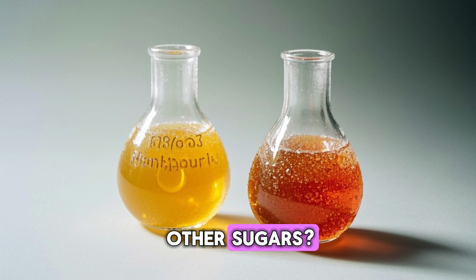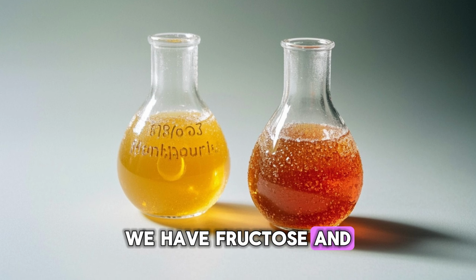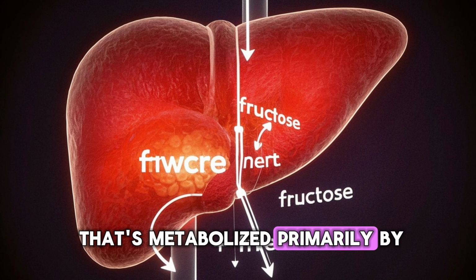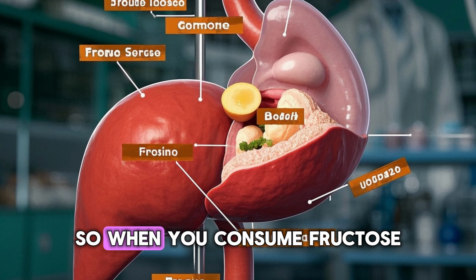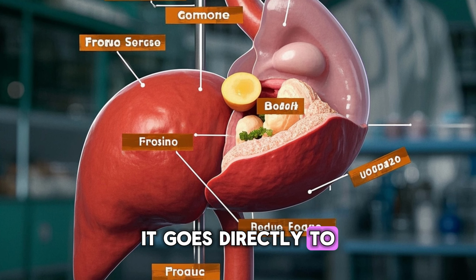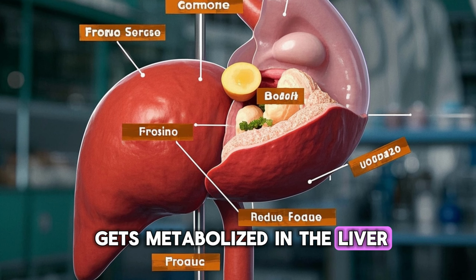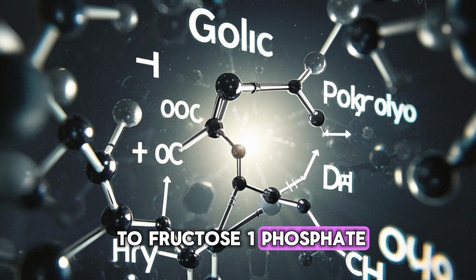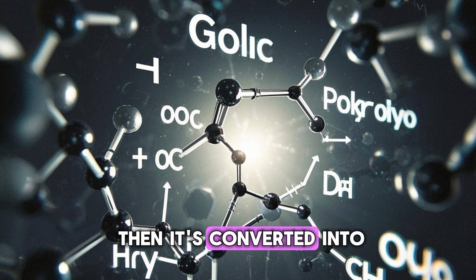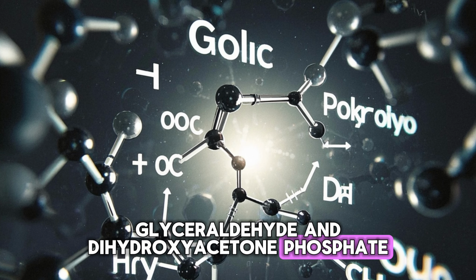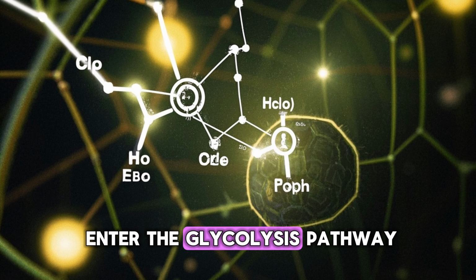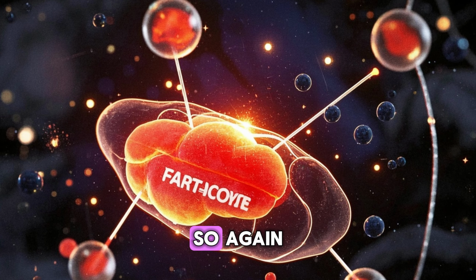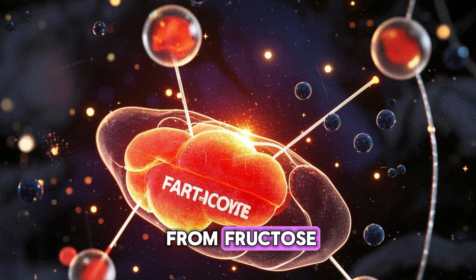Now, what about the other sugars? Like I said, we have fructose and we have galactose. Fructose is unique because it's the only sugar that's metabolized primarily by the liver. So when you consume fructose, it goes directly to the liver and gets metabolized there. The first step of fructose metabolism is conversion to fructose 1-phosphate. Then it's converted into glyceraldehyde and dihydroxyacetone phosphate. Those two molecules can enter the glycolysis pathway to produce ATP. They can also be used to make triglycerides. So again, we get fat production from fructose.